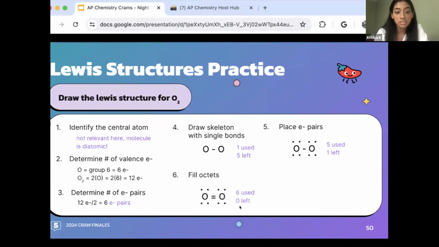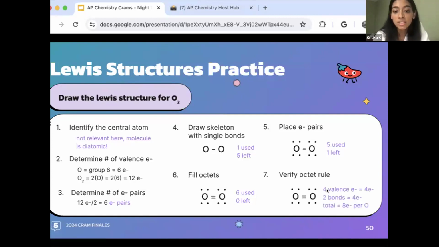So we use all 6 of them, and if you check, both of the oxygens have fulfilled the octet rule. Once again, the 1 oxygen has 4 valence, 4 lone pairs. So that's 4, and then it's sharing 4 with the other oxygen. And you want to verify the octet rule, which is what we just did. 4 valence electrons, 2 bonds will mean 4 electrons plus 4 electrons equals 8 electrons per oxygen.